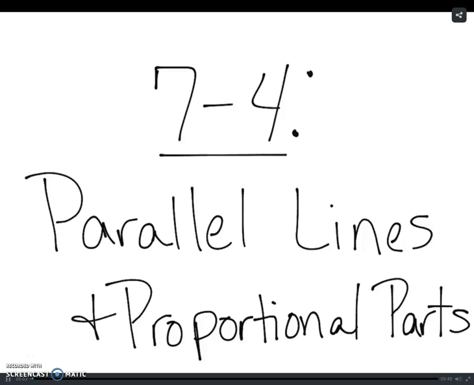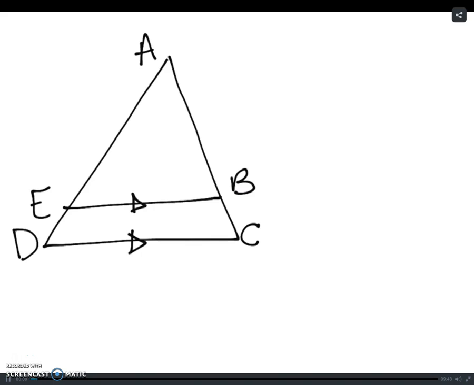Today we're going to be talking about parallel lines and proportional parts. So first of all, we are going to look at the triangle proportionality theorem. And so you're going to notice here that we have a triangle and we have an extra line drawn in that triangle, and that's line EB.